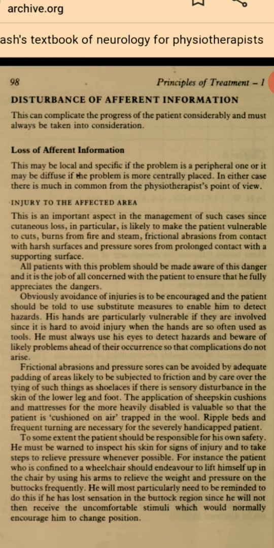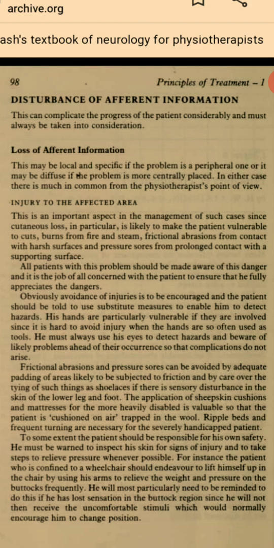This is an important aspect in the management of such cases since cutaneous loss, in particular, is likely to make the patient vulnerable to cuts, burns from fire and steam, frictional abrasions from contact with harsh surfaces, and pressure sores from prolonged contact with a supporting surface. All patients with this problem should be made aware of this danger, and it is the job of all concerned with the patient to ensure that he fully appreciates the danger.